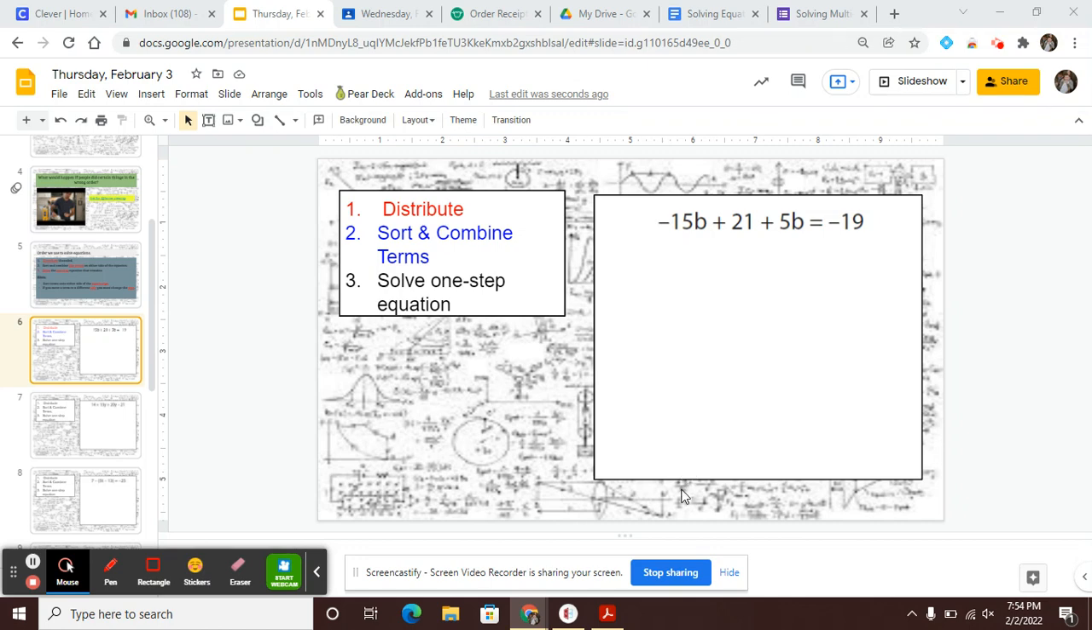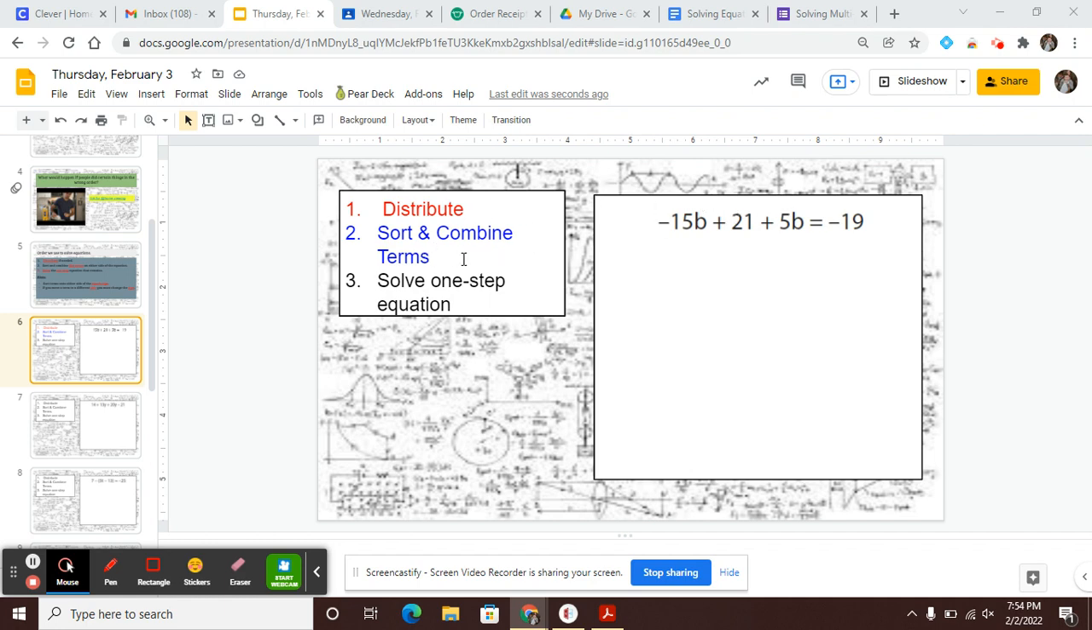Okay, so when we're solving an equation for the variable, here we're solving for b, we're going to follow a three-step method, and we're going to do it every time. Now, you won't always use the distributive property. For example, on here, there are no parentheses, so we're not going to distribute, but if we did have that, we would need to do it first.